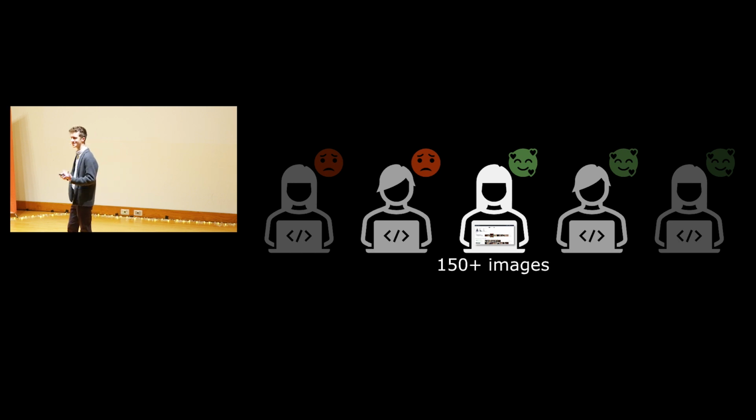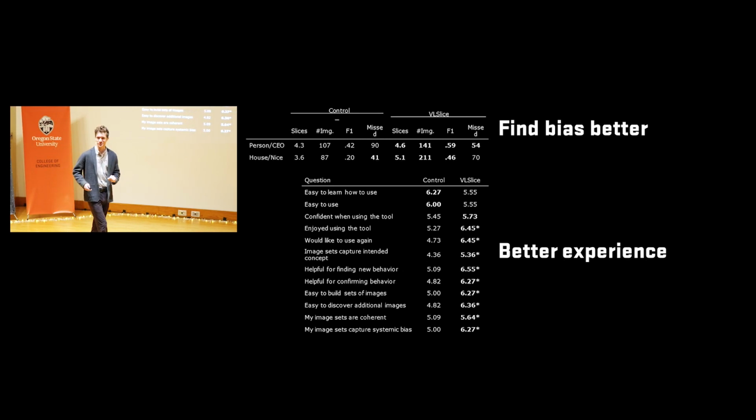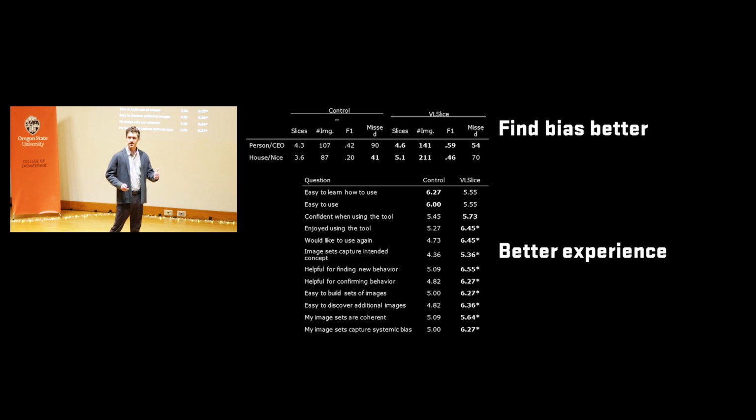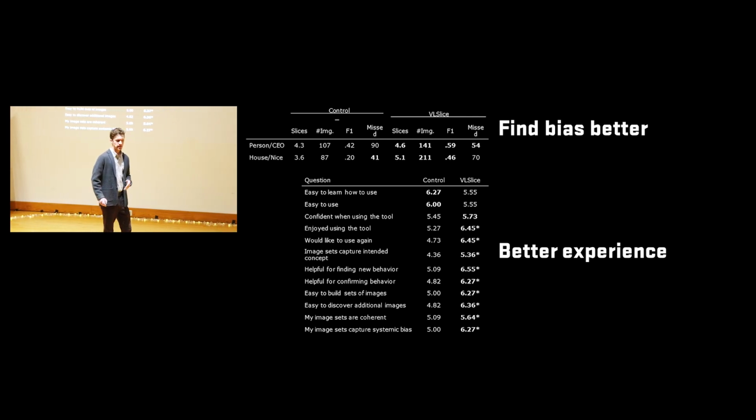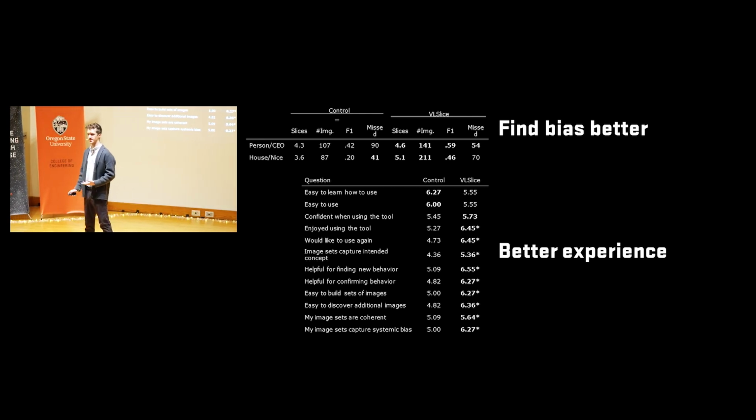And we repeat this process for many, many individuals until we arrive at this ugly table, which don't worry, I'm not going to talk to you guys about. I just want to summarize 2 points from it. The first is that our tool, VL Slice, is allowing auditors to find bias better. That is, that they're finding more evidence for biased behaviors of AI, and that they're doing so with more precision. The second point that I'd like to make is that our auditors are having a better experience while doing so, that they feel more confident and are experiencing less cognitive fatigue.